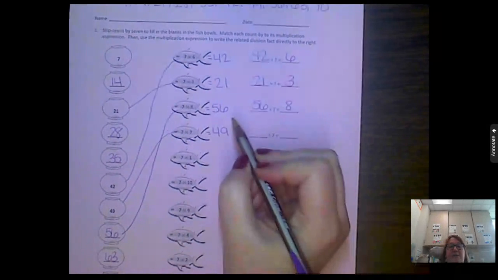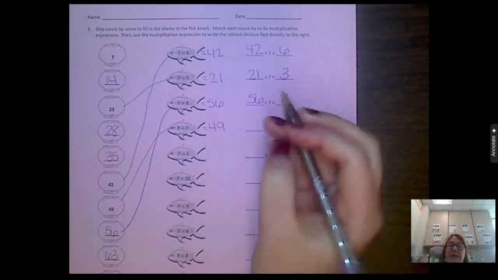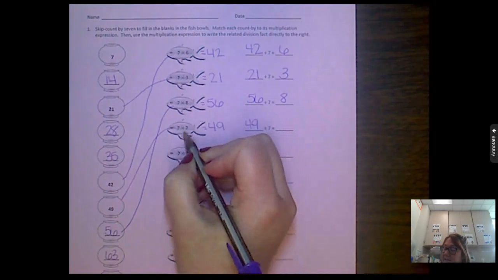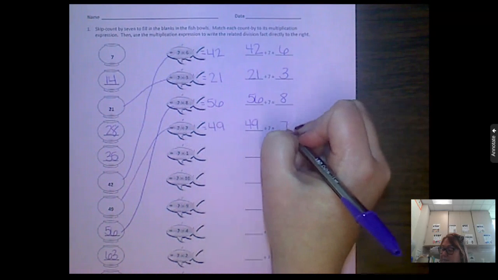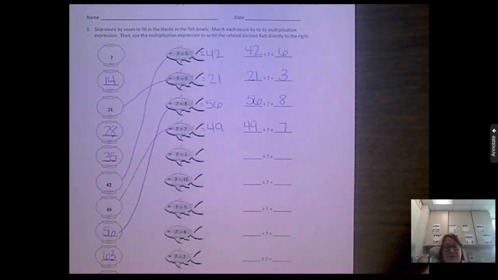And now we need to write a related division fact. What number is going to come first? 49, because that's the total. 49 divided by 7 equals 7. Okay, are we getting the hang of it? And maybe you're like, yes, Mrs. Gruel, I've had the hang of it.